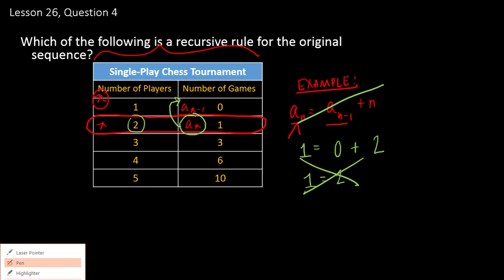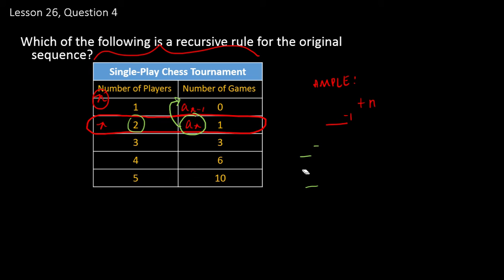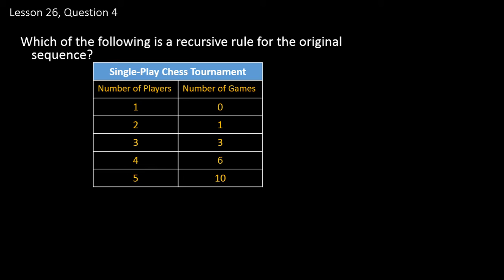Let's do one more example. I'll use a different row so we get an idea here, and this time I'll just make up a rule. Let's say I had the rule a sub n equals a sub n minus 1 plus n plus 2n. Let's pretend that was our rule, and obviously this is the wrong answer. I just made this up. I want to double check and see if this rule correctly describes my table, and this time I'm going to use this row.